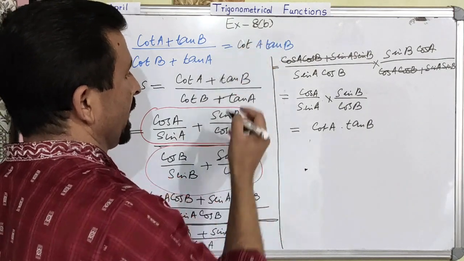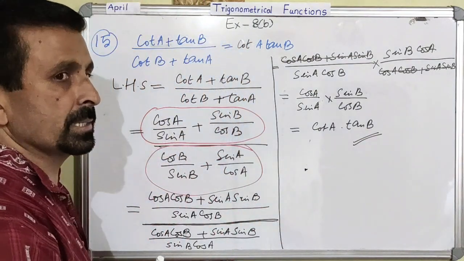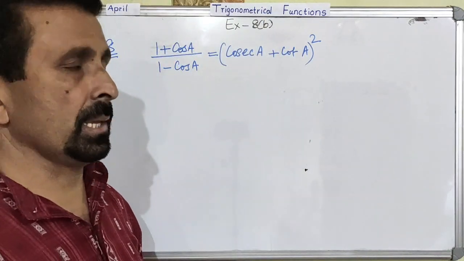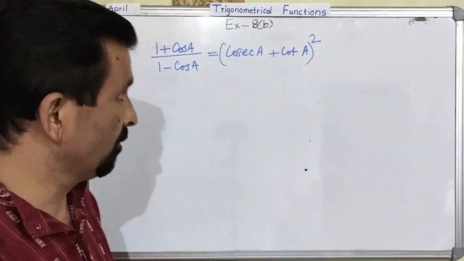This is cot A. This way you get the result. Is it okay? Yes. Thank you. Now we are moving on to the last question for the day. This is the last question we are going to do of exercise 8B.